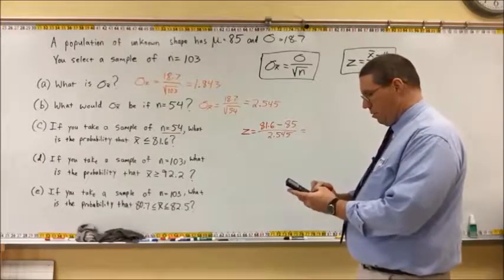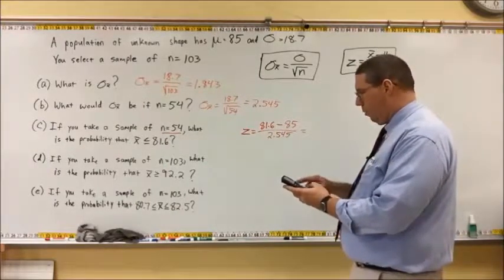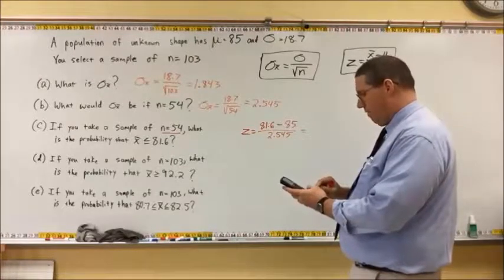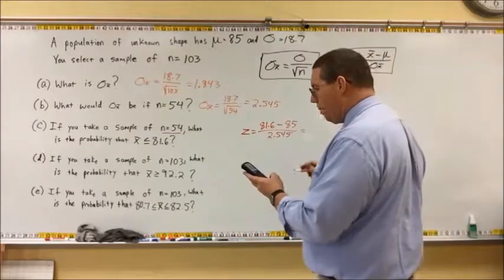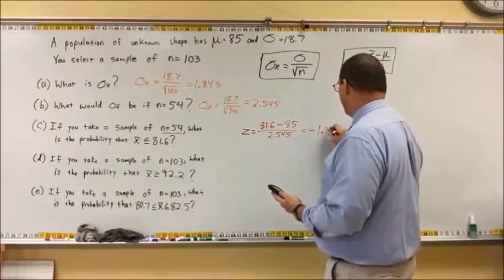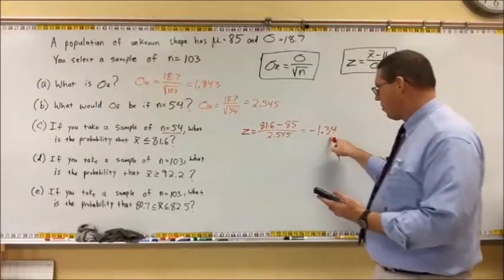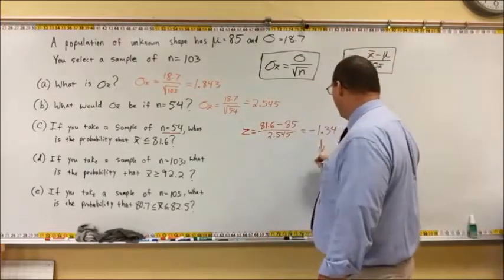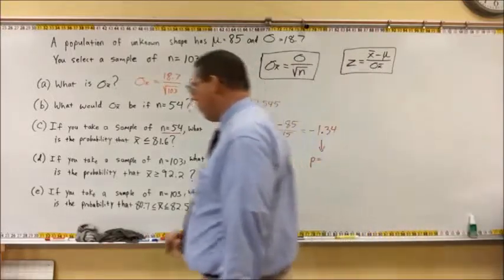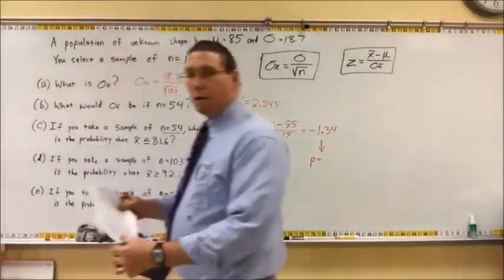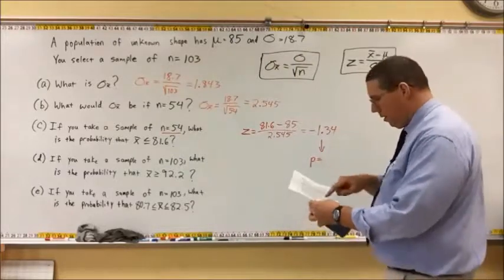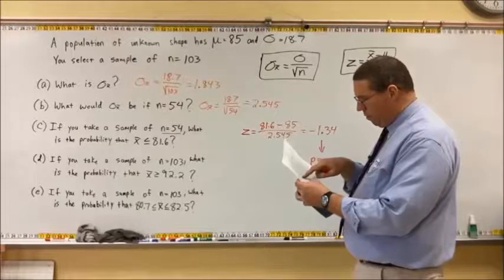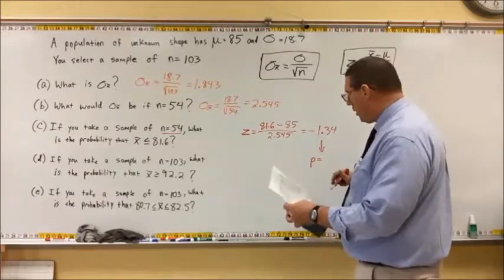81.6 minus 85 equals negative 3.4, divided by 2.545, and I get negative 1.34. Now I had to round that last one, but I rounded it to negative 1.34. Now I need a p-value that goes with negative 1.34. So I'm going to go to the z-table and look up negative 1.34. Negative 1.3, then 1, 2, 3, 4 is 0.0901.